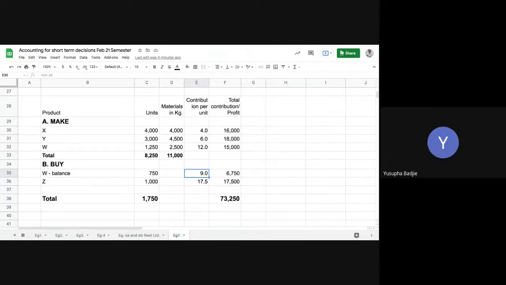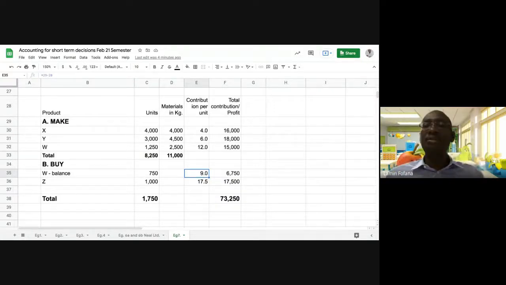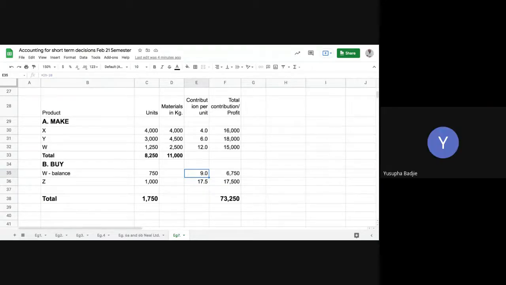Mr. Fofana, I used the same spreadsheet that we used before, and I adjusted it there. Or are you going to make another spreadsheet? No, the same spreadsheet. You just have to create a new worksheet for it. That's it. Okay, I did that one. Okay, good.